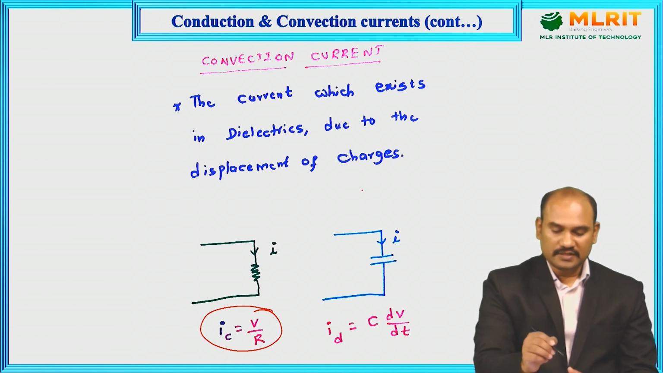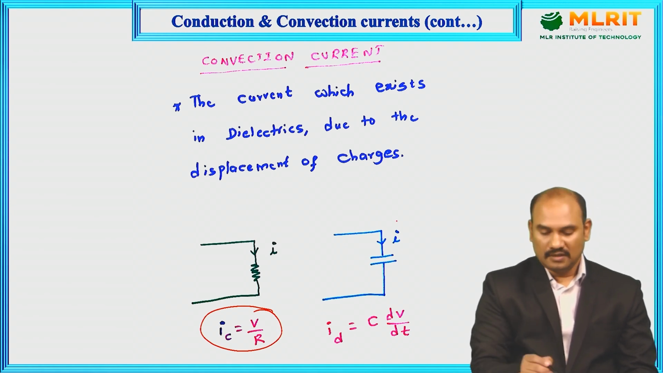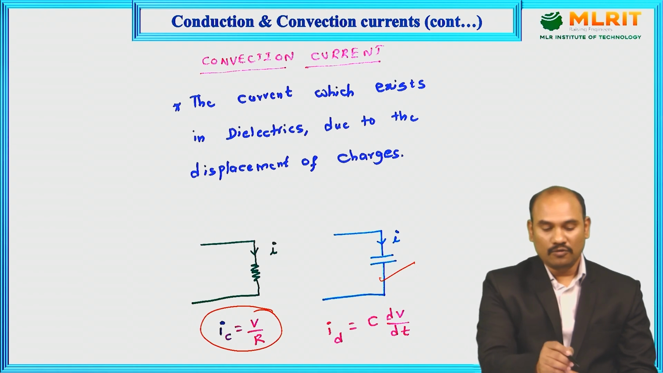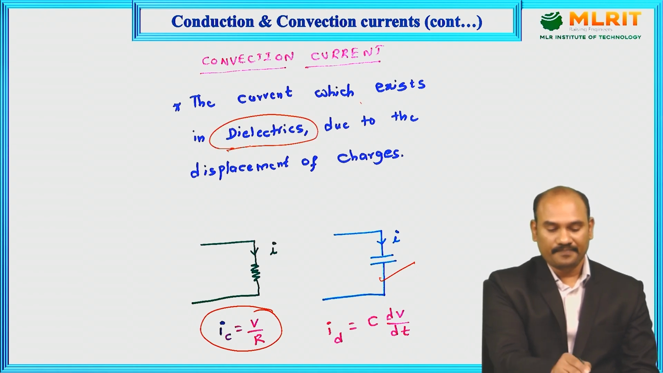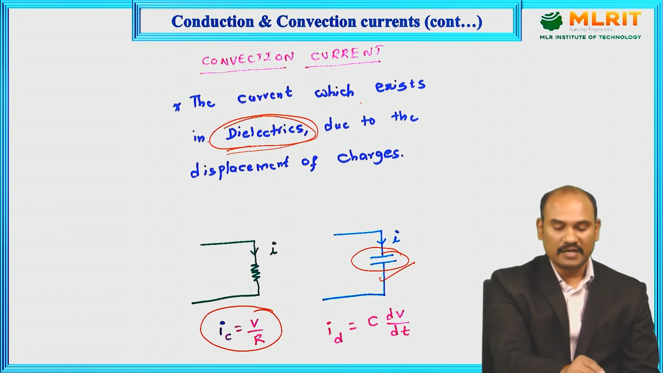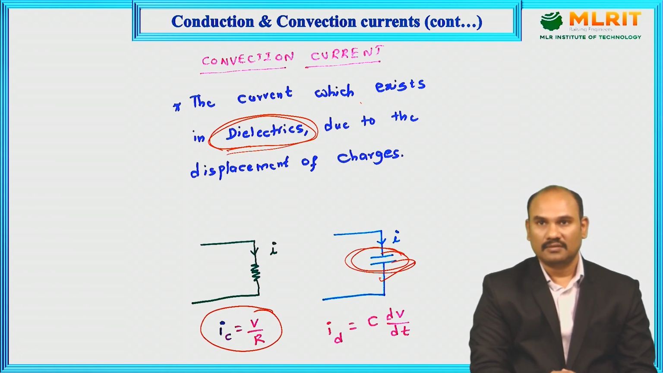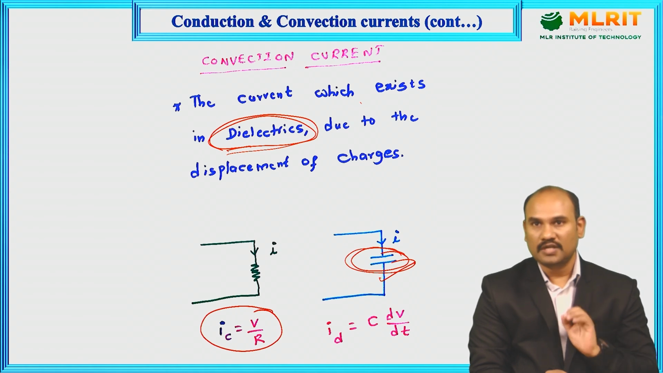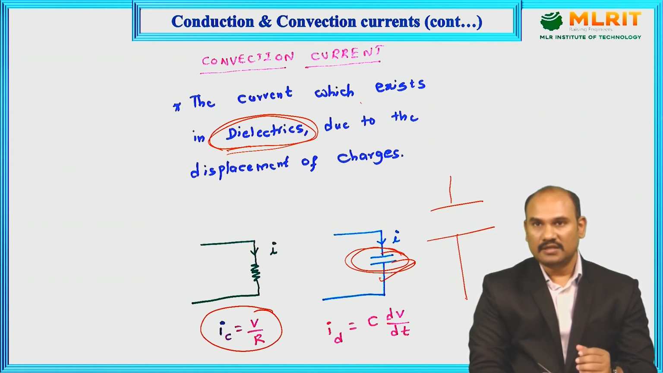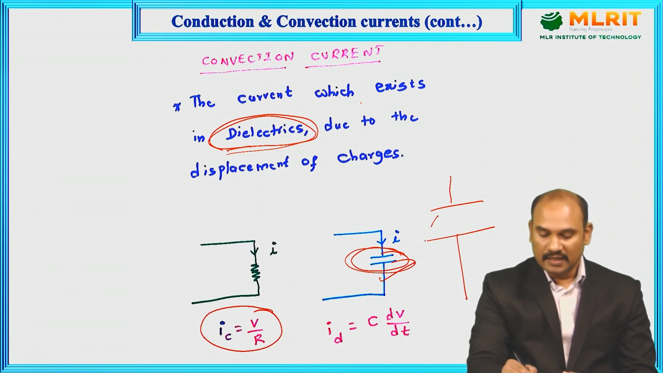Now, coming to the second type, displacement current. The current that is flowing through this capacitor is known as displacement current. Why? I told the current that exists in a dielectric is convection current. But now I am saying the current that is flowing through a capacitor. Here I am saying through dielectrics, here I am saying through capacitor. If you understand carefully, both are same, because this is a capacitor. Capacitor has a property of capacitance. Now, what is there in the region between these plates?